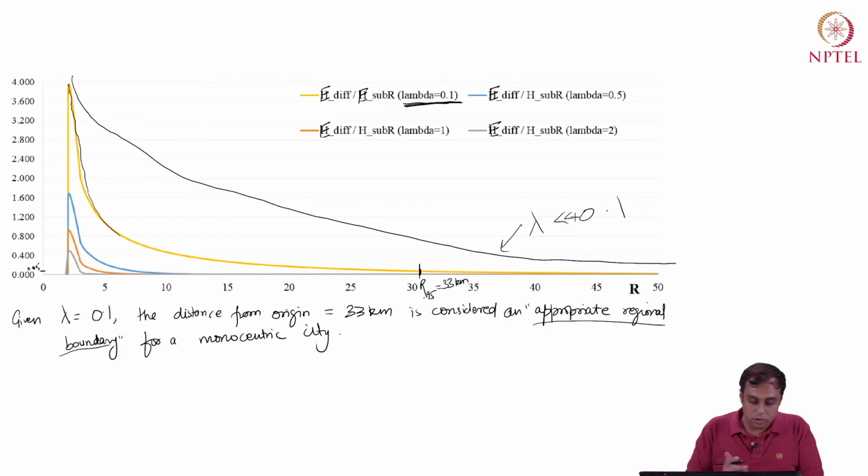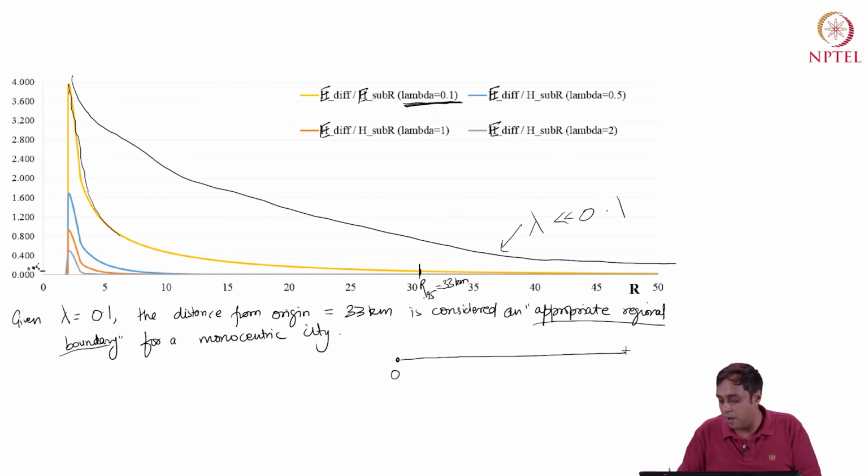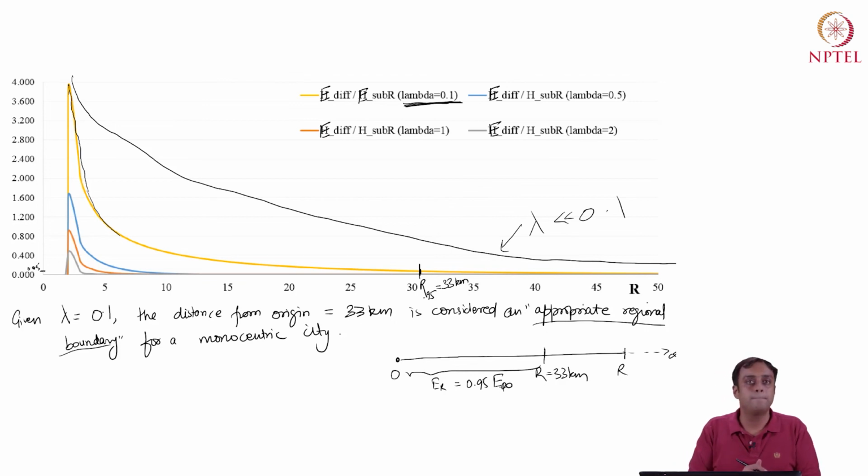So the idea is that, schematically, I start at the origin, and my R stops here. R could go till infinity, but there comes a value of capital R at 33 kilometers where ER is actually 0.95, which is 95% of E infinity. Okay.